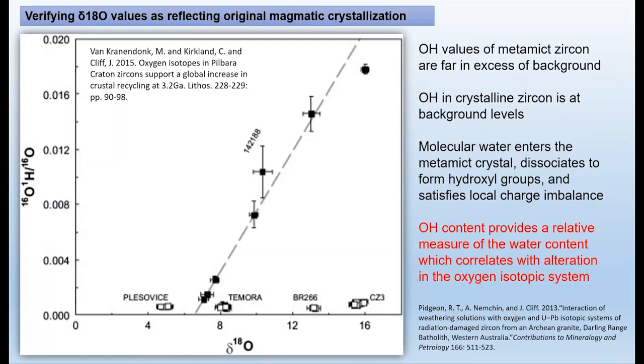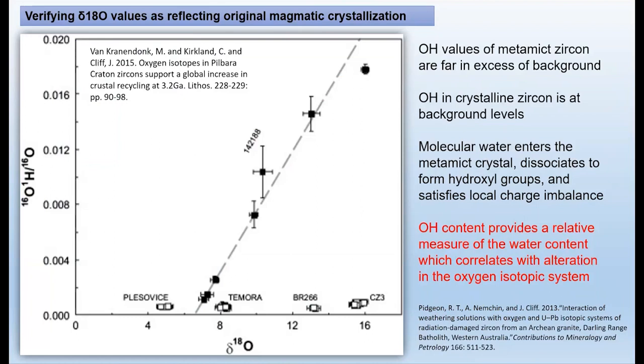So our crystalline standards, Plešovice, Temora, BR266 and CZ3, you can see they're all nicely plotting down here, low relative amounts of water in the zircon structure, but we can see our unknown analyses are trending away from that towards heavier delta 18O values. So these analyses would be suspect as giving us a primary value. They're much more likely telling us about secondary processes, which might be interesting for some questions, but if you're trying to get back to the magmatic petrogenesis, you wouldn't really want to use these analyses.